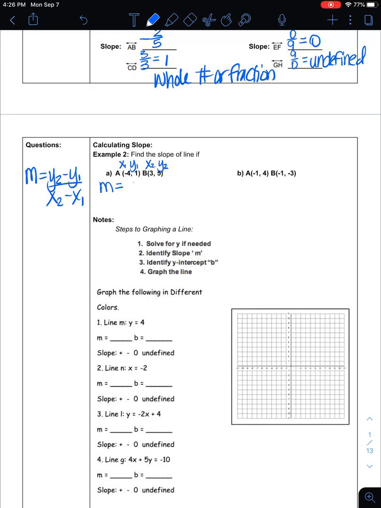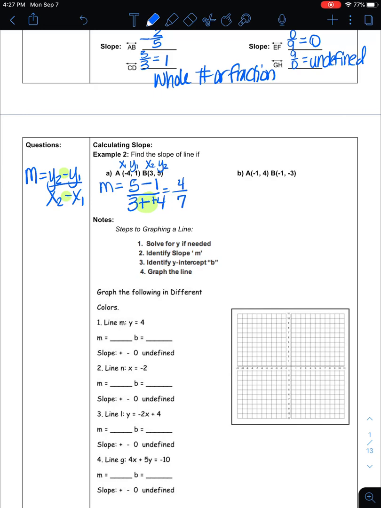So y2 is 5 minus y1, which is 1, over x2, which is 3, minus negative 4. Be really, really careful in this situation right here. The minus is a part of the problem. It's a part of the equation, and so it has to be there. So this is 5 minus 1, which is 4, over 3 minus a negative 4 changes to plus 4, so it'd be 4 over 7. It's already reduced, and so the slope of that line would be 4 over 7.